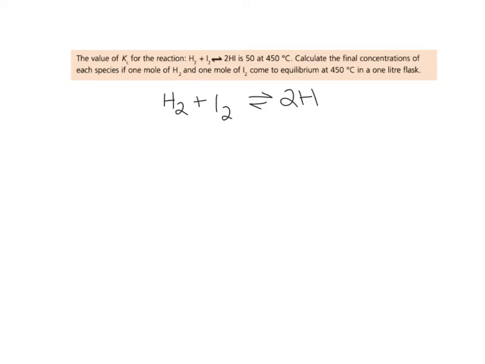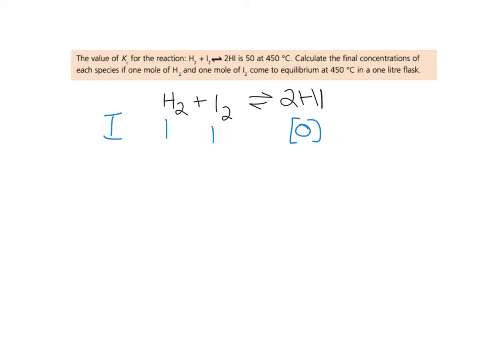So the first thing I'm going to do is rewrite out my equation, and all I'm going to do is write down my initial. So initially it tells me I have 1 mole of hydrogen and I have 1 mole of iodine. At the very beginning, at the start of the reaction, we have none of the hydrogen iodide present, so we've 0 amount of that.